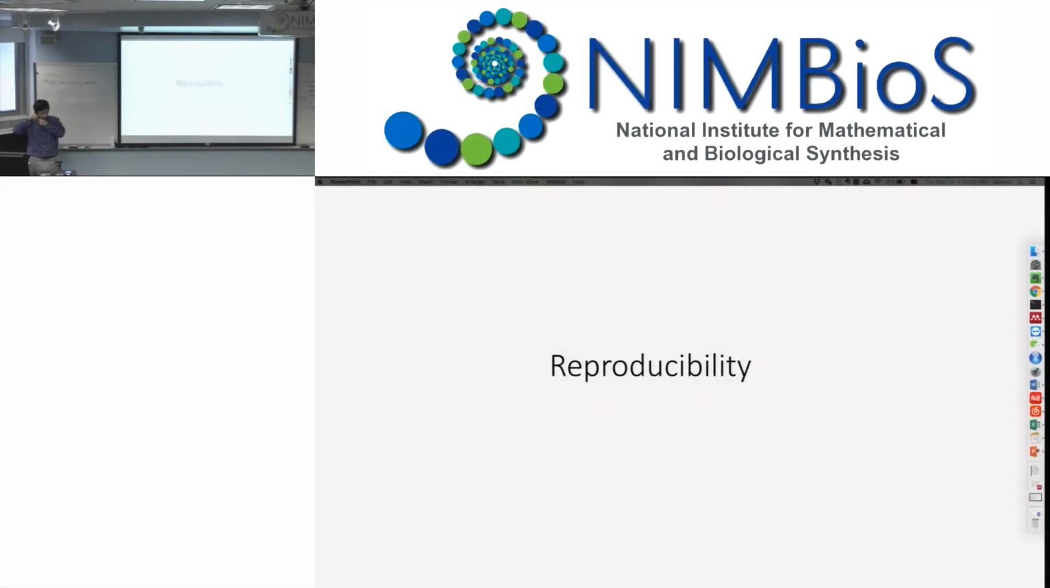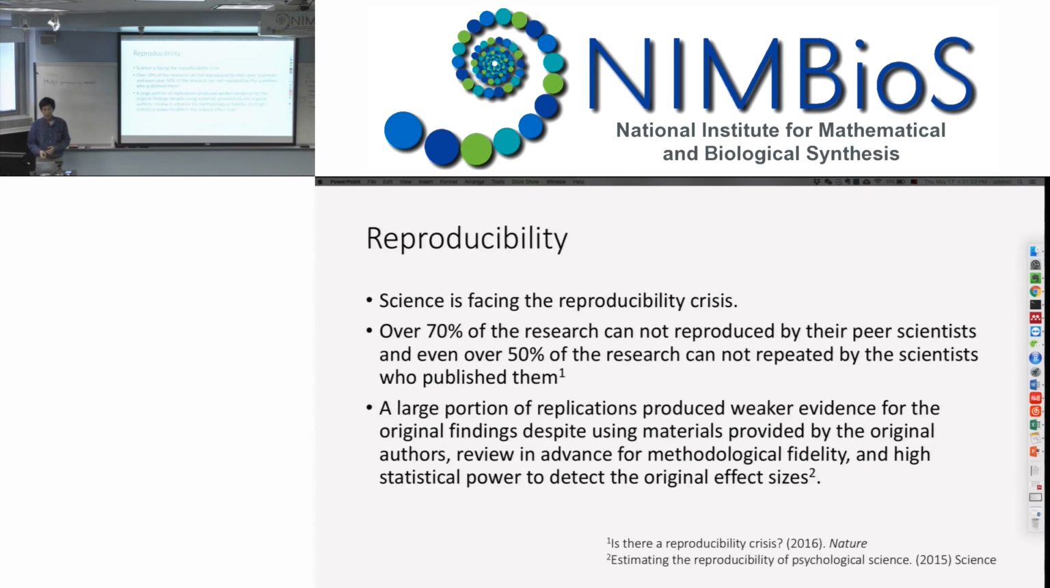The topic I want to talk about is reproducibility. So reproducibility basically: can others reproduce your research? Or even, can you reproduce your own research 5 years later? According to a few studies in natural science, science is facing a reproducibility crisis. Over 70% of the research cannot be reproduced by their peers, and over 50% cannot reproduce their own research.